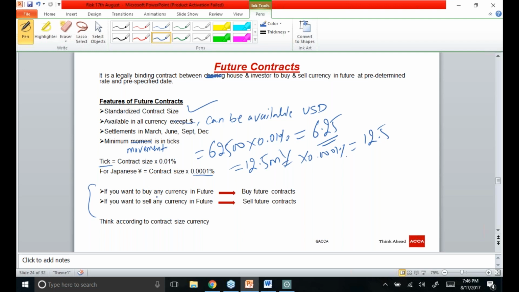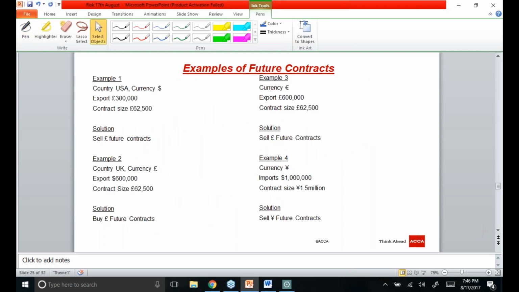And which currency are we going to buy or sell? You have to think according to the contract size currency. Let's have a look at the next slide. Let's suppose you are in USA. Your home currency is dollar, and you are about to receive 300,000 pound as exports. Obviously, if you receive 300,000 pound, you are going to sell that pound.